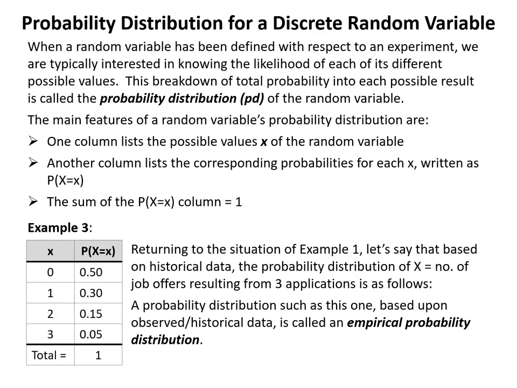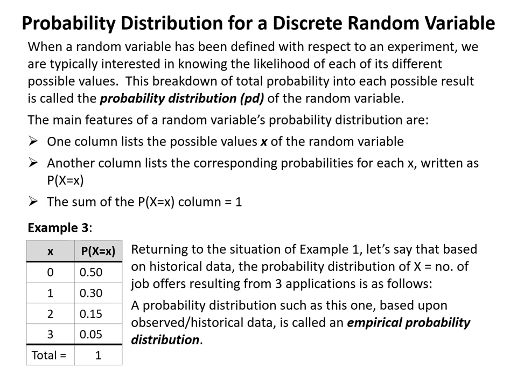When a random variable has been defined with respect to an experiment, we are typically interested in knowing the likelihood of each of its different possible values. This breakdown of total probability into each possible result is called the probability distribution of the random variable, and we use PD as the shorthand for this. The main features of a random variable's probability distribution are as follows. And you can see below in the example that we'll be looking at that there's a table there that represents the probability distribution.